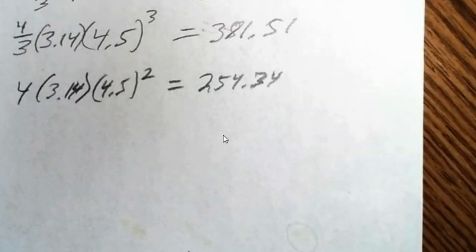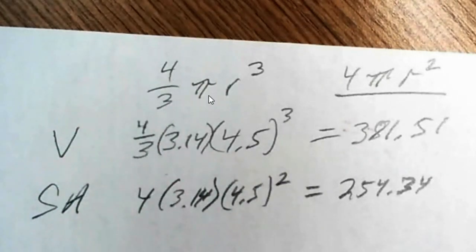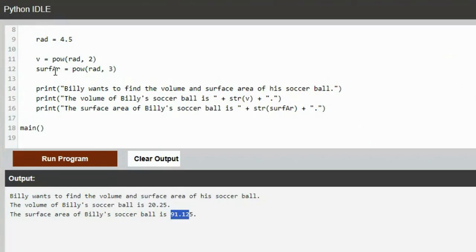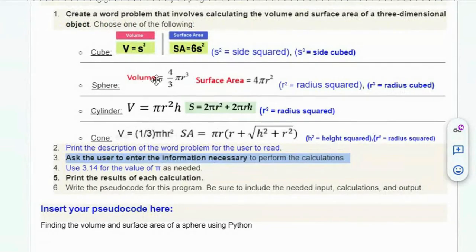What did we actually get when we ran our program? 20 and 91. Let's look at our calculations because obviously something is off. Should have been 4/3 pi r to the third and 4 times pi r squared. Let's see. For volume, you calculated just the radius squared. That's not even part of the volume. The volume is supposed to be radius cubed times pi times 4/3.